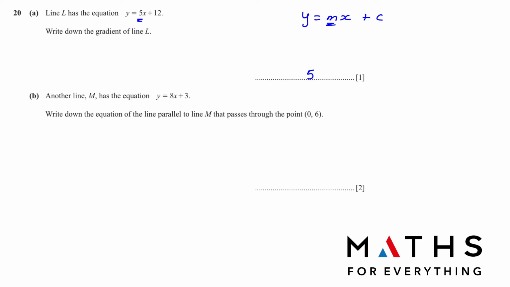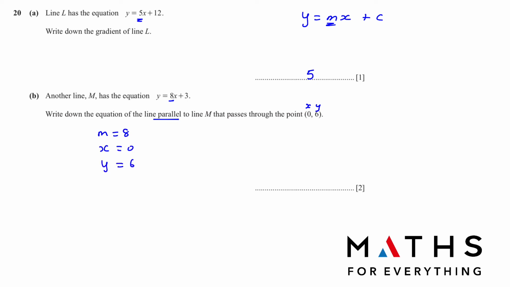In part B, another line M has the equation y is equal to 8x plus 3. Write down the equation of the line parallel to line M that passes through the point 0 and 6. This is our x and this is our y. Parallel means the gradient is same. So what is the gradient of this line? It is 8. Gradient is 8, x is 0 and y is 6.